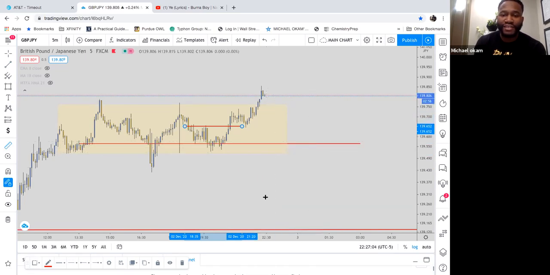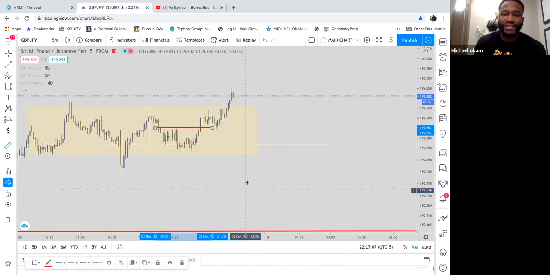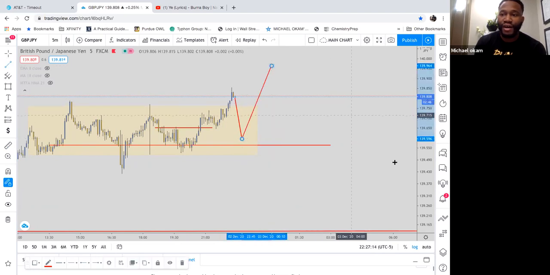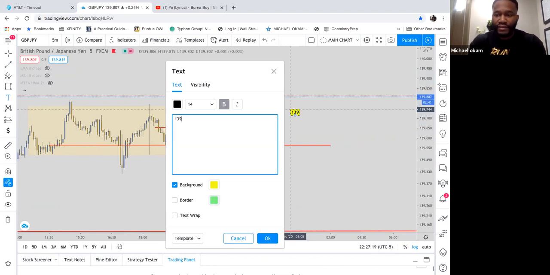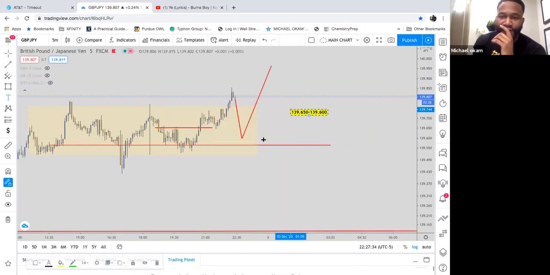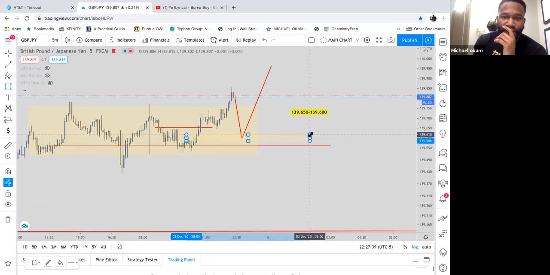So for you guys in the trade, man, if you can watch to see if price comes back down here for one more final test. If price gets to 139.650, that's a bank number, or between 139.650 and 139.600, guys, look to buy. If price makes its way down here, look to buy.